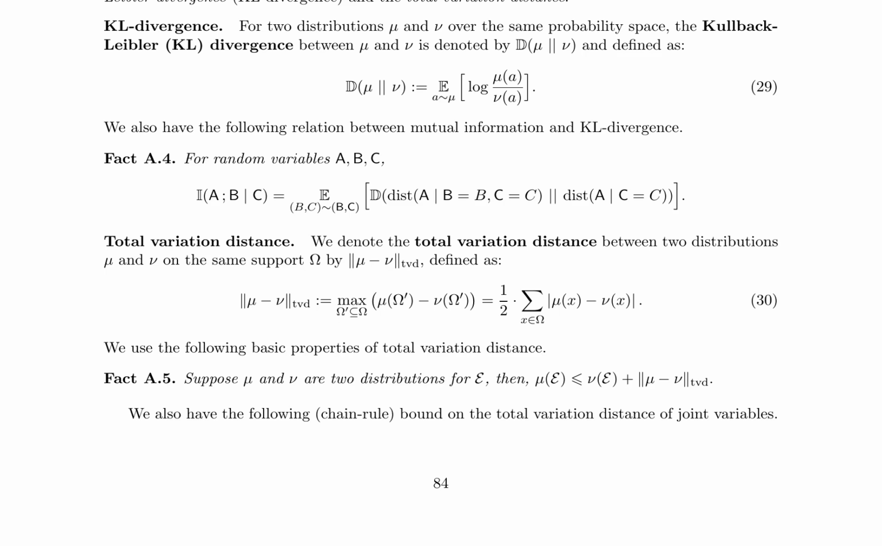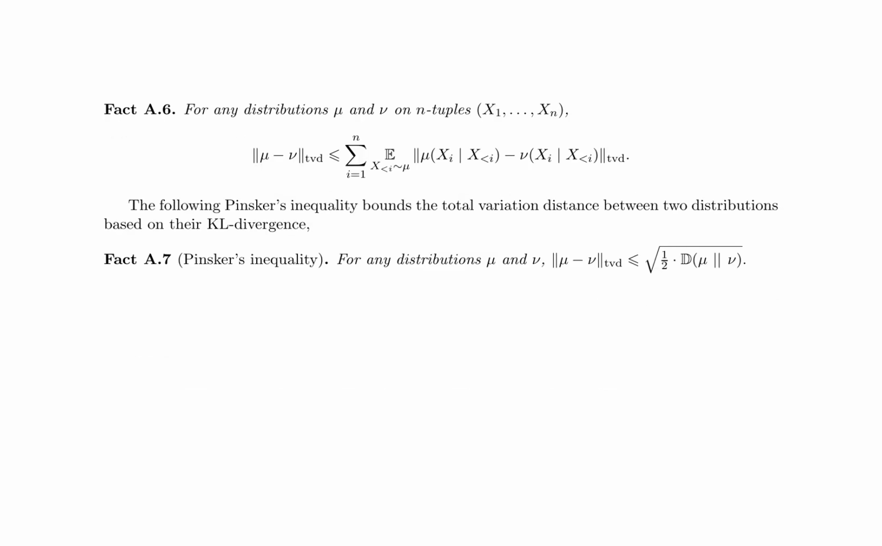Additionally, they provide a chain rule bound on the total variation distance of joint variables. The total variation distance between two distributions, denoted as ‖μ − ν‖_TVD, is a measure of the difference between the distributions that is sensitive to the entire support of the distributions.